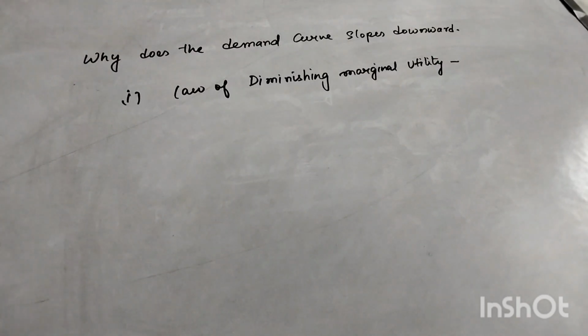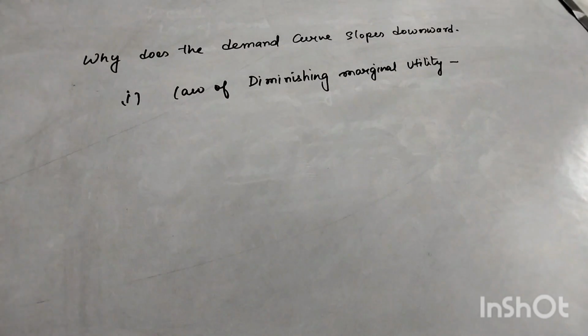Okay, first we are going to discuss this point, the law of diminishing marginal utility. Due to this law, the demand curve slopes downward. Now what does this law of diminishing marginal utility mean? It means that with the increase in the amount of commodity consumed, every additional unit of the commodity gives lesser satisfaction to the consumer.